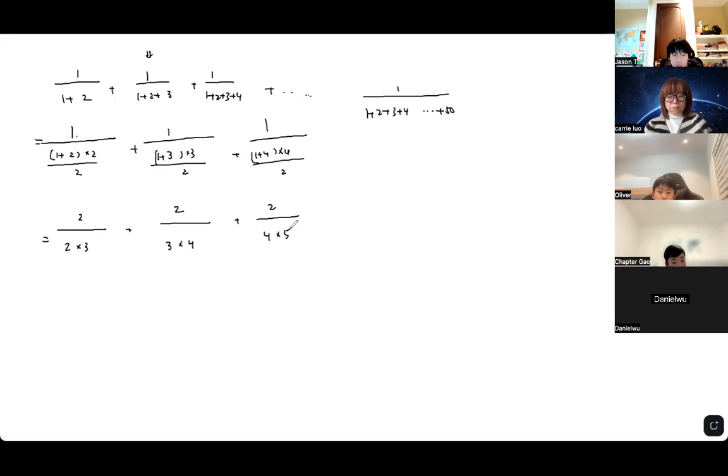Wait, but isn't 1 plus 2 brackets times... Oh, wait. Isn't this supposed to... Oh, wait, nothing. My bad. Okay, so the last one, chapter, is 1 over 1 plus 50 times 50 divided by 2, correct? And the last one is, we can just flip this 2 up, and this one is 50 times 51.